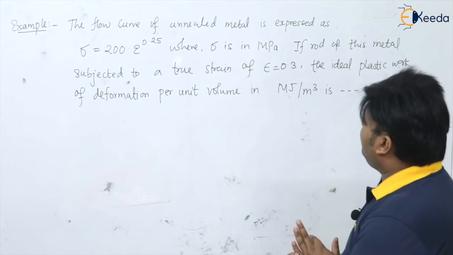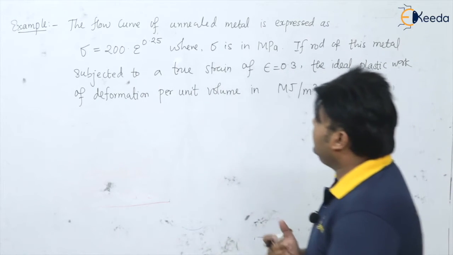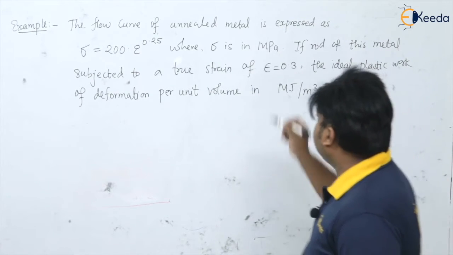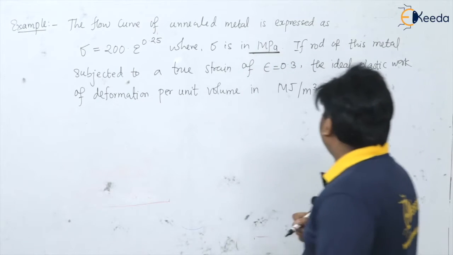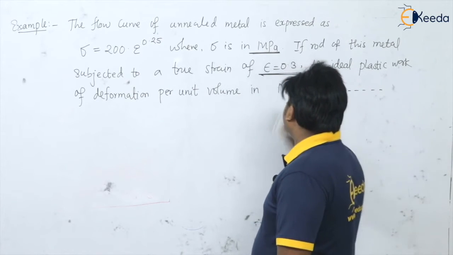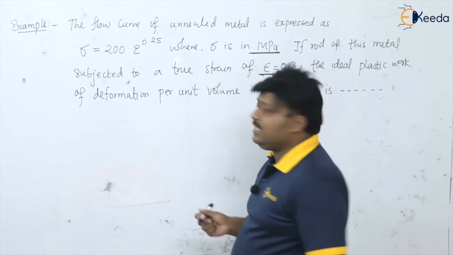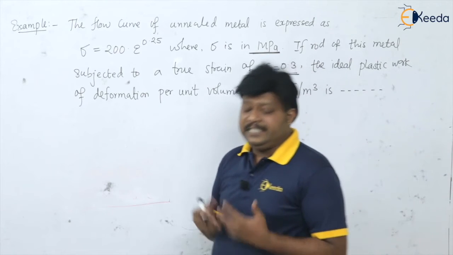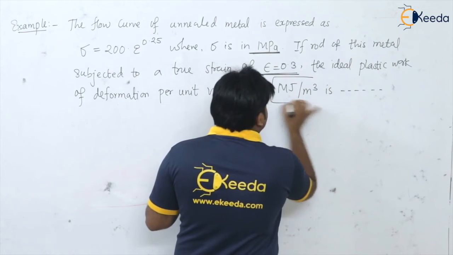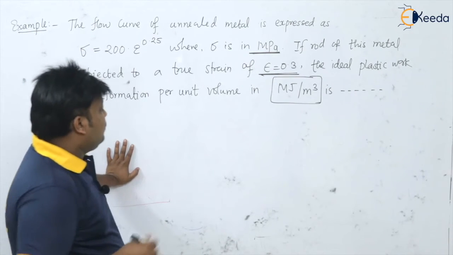See, the flow curve of the annealed metal is expressed as sigma is equal to 200 into epsilon to the power 0.25, where sigma is in megapascal. Please remember, the stress is given in megapascal. If a rod of this metal is subjected to a true strain of 0.3, find the ideal plastic work of deformation per unit volume. See, they are asking for the work done in the deformation, in megajoule per meter cube, and we have to write the answer there.